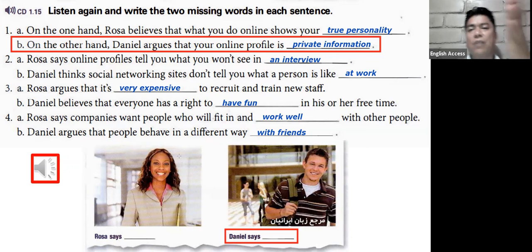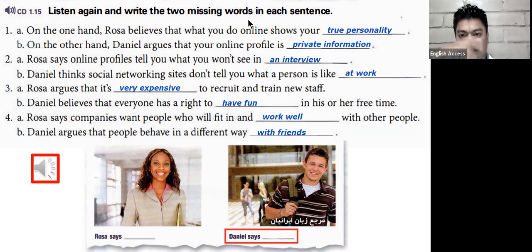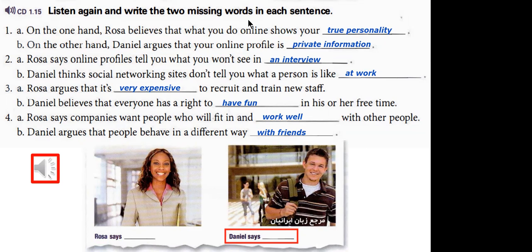What else, guys? Continue. Share with your classmates which ideas and opinions you agree with and why. Well, I think that number 2, letter B, where it says Daniel thinks social network sites don't tell you what a person is like at work, is true, because one thing is what you do out of work, and one thing is what you do at work. Out of work, it's your private life, I think.